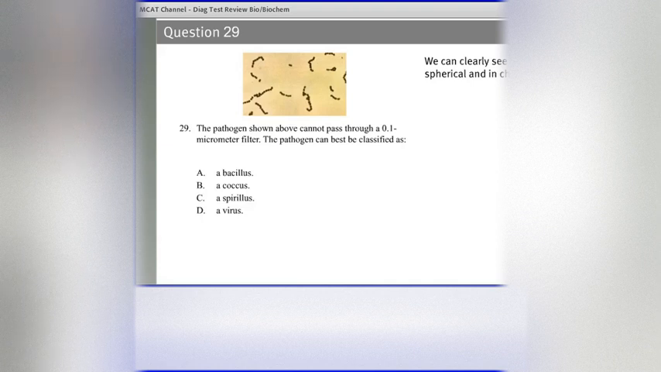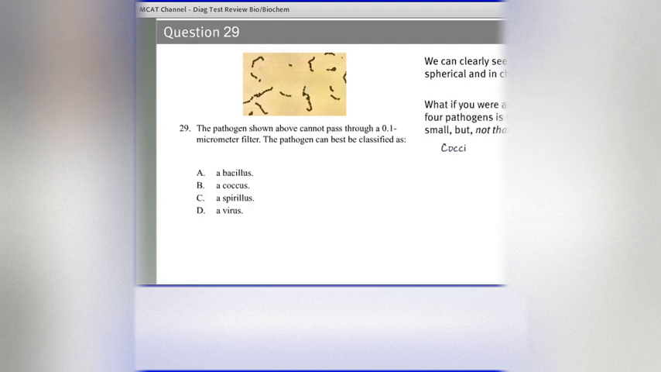So, between the remaining two, it certainly could be a virus. That could be a really small virus or some sort of virus arrangement that we're just not familiar with, except it tells us it can't pass through a 0.1 micrometer filter. Now, "can't pass through" is really telling us it's not super small. It's big enough that it would get blocked. So we think, okay, bigger than 0.1 microns means it can't be a virus. The only thing we're left with is a coccus.